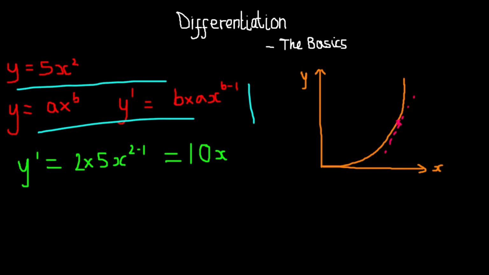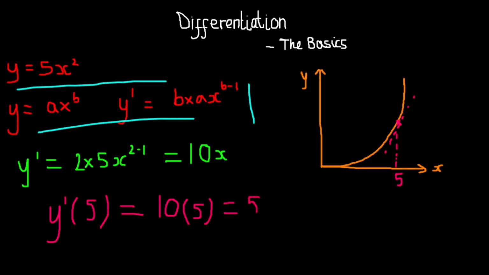What this derivative function allows you to do is, let's just say this point is 5. We can substitute this 5 into this derivative function. So we'll do y dash at 5. The derivative at x equals 5 would mean 10 times 5, which equals 50. So that means the gradient at that point in the graph is 50.